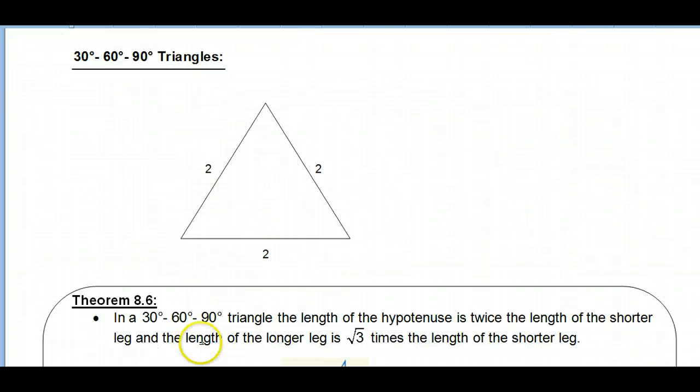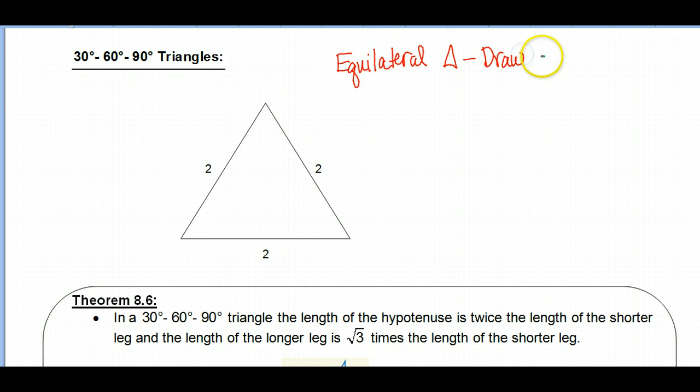Okay, so that was the one triangle. Next, we want to look at 30, 60, 90. What we're going to do for this one is start with an equilateral triangle. And we're going to draw the altitude. You can draw any altitude, so I'm just going to draw the one from the top. We're going to cut an equilateral triangle in half.